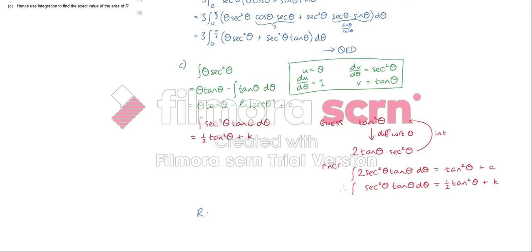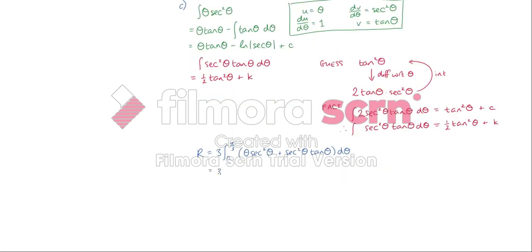So we're finding area R, which is equal to 3 lots of the integral from 0 to pi by 3 of theta sec squared theta plus sec squared theta tan theta d theta. We keep the 3 outside, open our square brackets. We know that the first term, theta sec squared theta, from our green working out, becomes theta tan theta minus ln mod sec theta. We don't need the plus c now because we're doing definite integration. And then we're going to add on the integral of the second term, sec squared theta tan theta, which, looking at our red working out, is a half tan squared theta, and again we don't need the constant. And we're evaluating that between 0 and pi by 3.